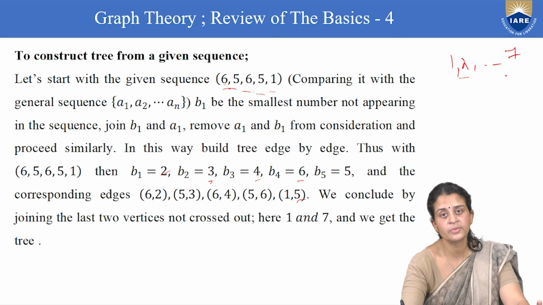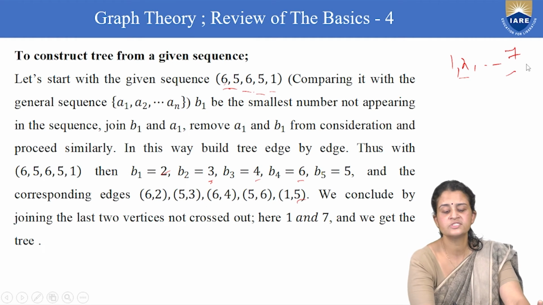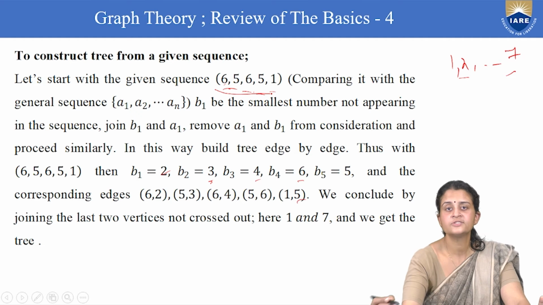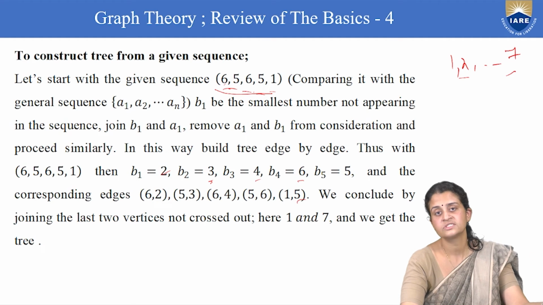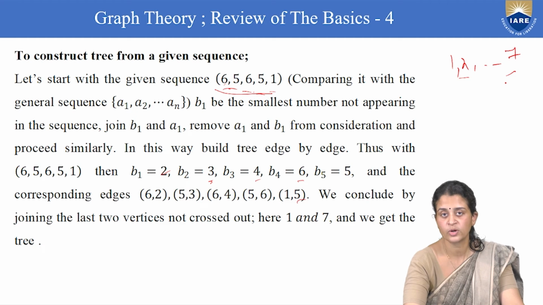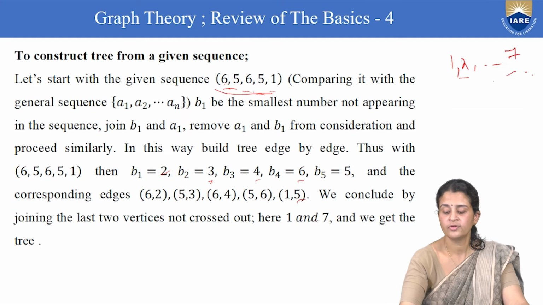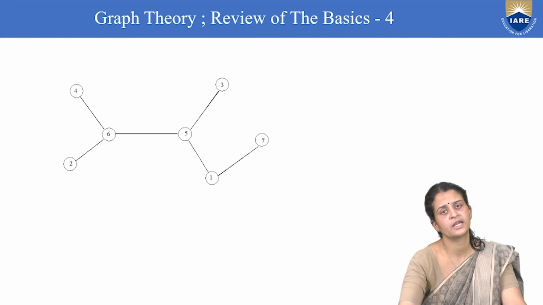Because we have to number up to 7. You may be thinking from where this 7 came. Yeah, because this sequence has 5 digits, and so the tree should have 7 nodes. And this 7 and this 1 which has been dealt only once, we will be connecting this 1 to that 7, and we will get the tree back like this.